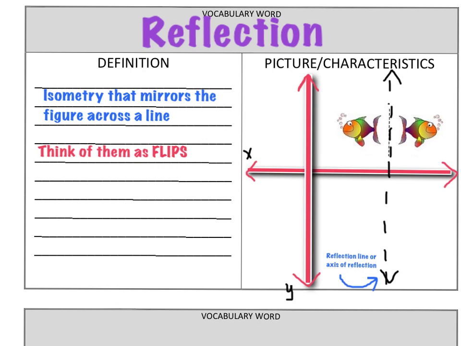Okay, so if you look over here at this little fish, he's been reflected across this line. And now he's over here. It's like he's looking in the mirror. So that line is called the reflection line, or the axis of reflection. And you always need to know what your reflection line is. I'm going to show you some more examples of reflections in just a second. You don't need to write them down.